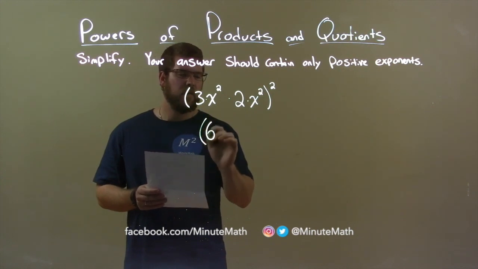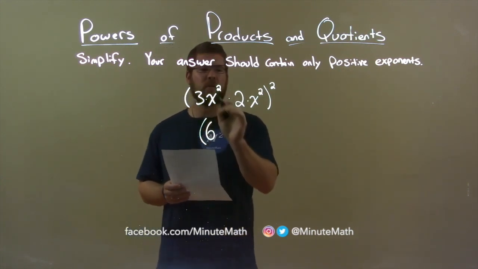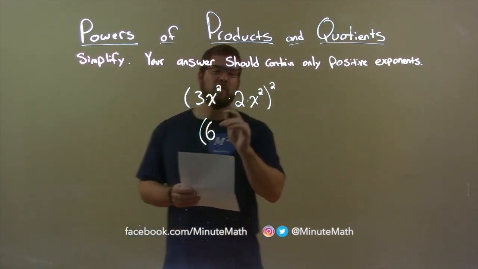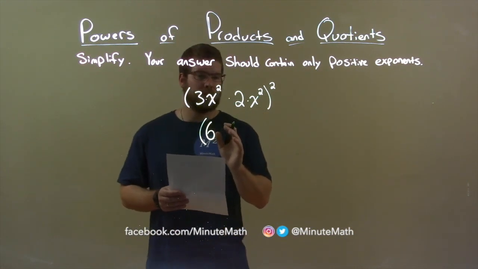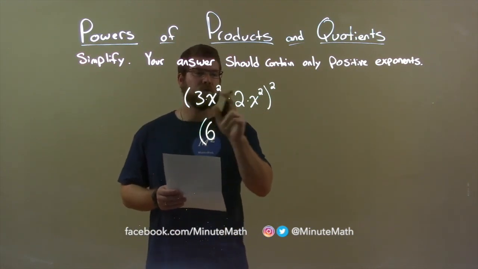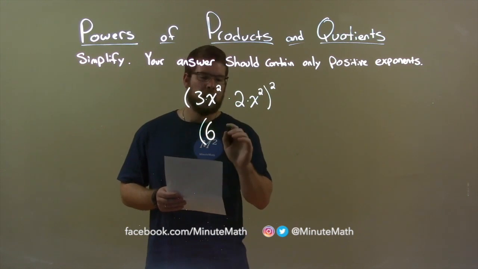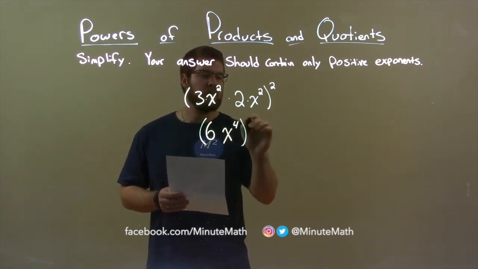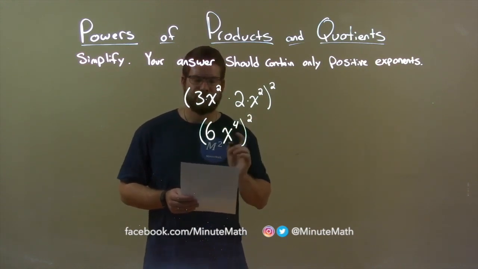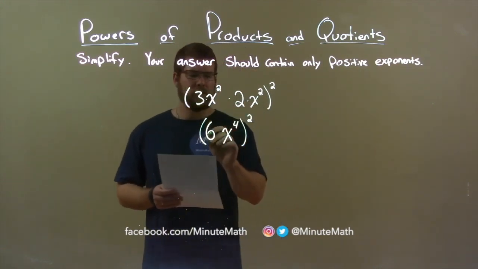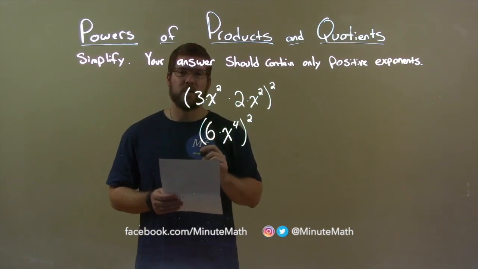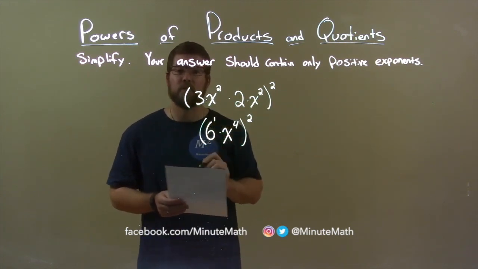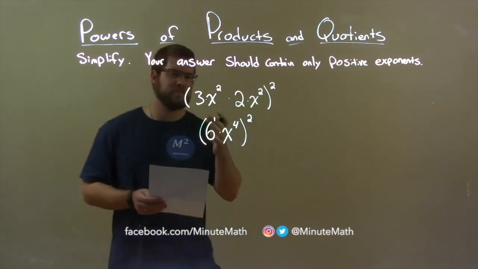And we have the x's now. We have x squared times x squared. When we're multiplying variables with the same base, we add the exponents. 2 plus 2 is 4. So we have x to the 4th power here, and it's all raised to the 2nd power. So now let's keep going. Between 6 and x to the 4th is multiplication, and 6 is raised to the 1st power, right? When it's not written, 1st power.